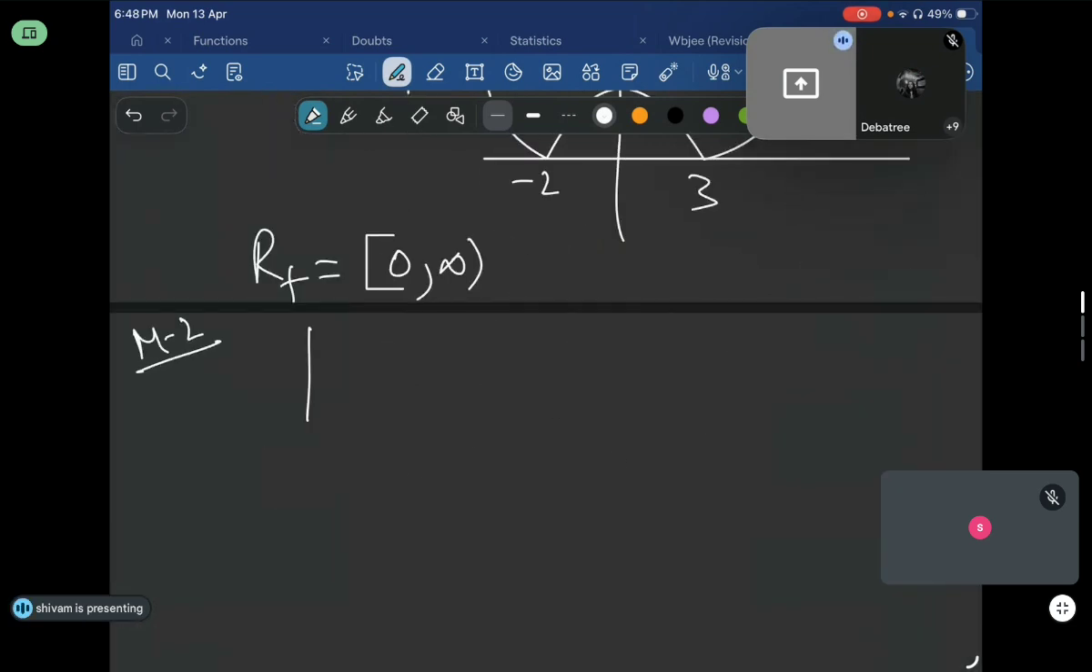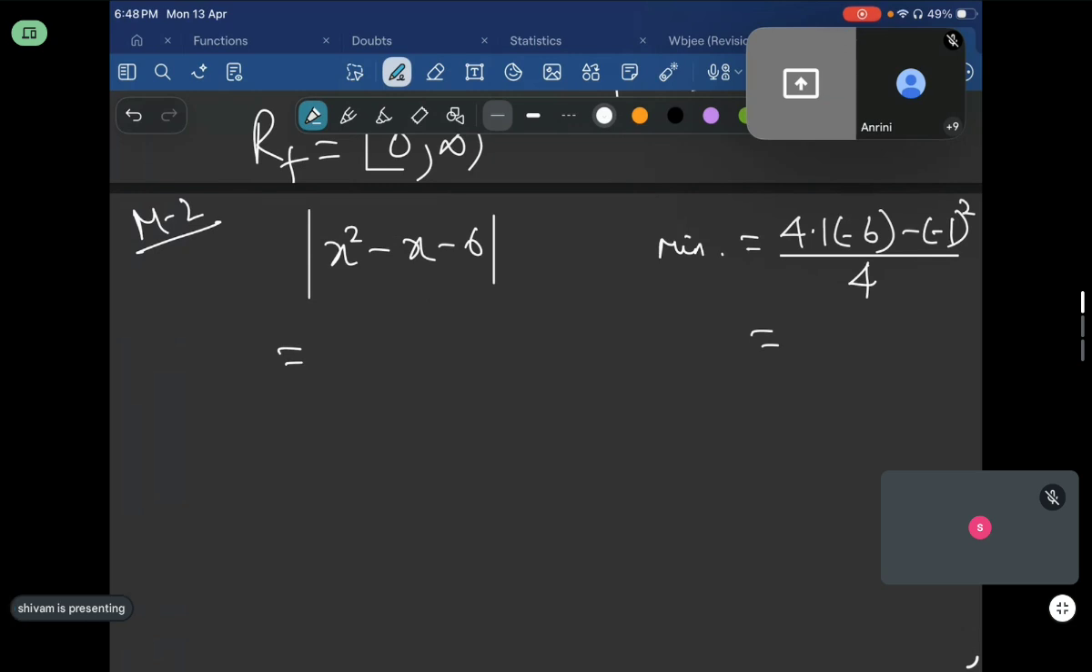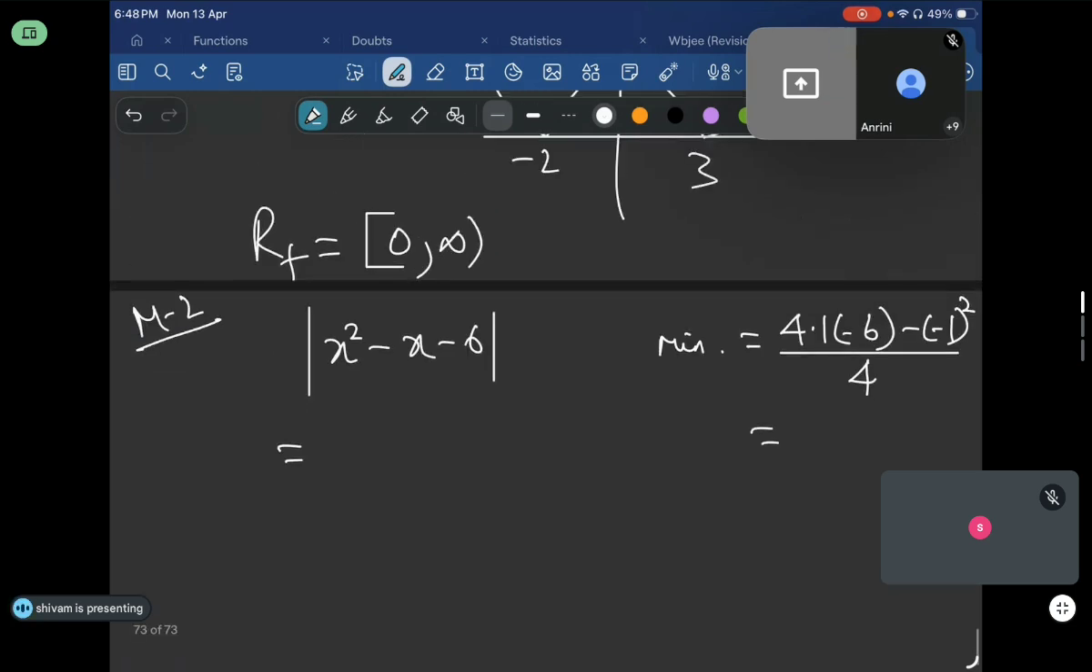Mod of x square minus x minus 6. You find out its minimum value. What is the minimum value of this quadratic? Tell me. You people know it already. It will be minus 6.25. Yes. It will be equal to 4ac minus b square by 4a. That is 4 into 1 into minus 6, minus 1 square, by 4. This will give us how much? 24 plus 1, 25. Wait a minute.